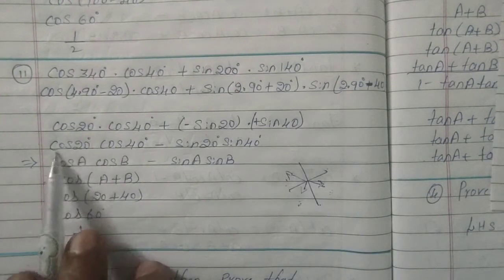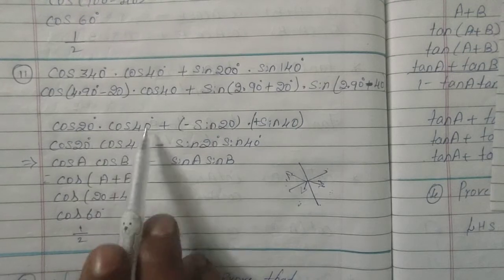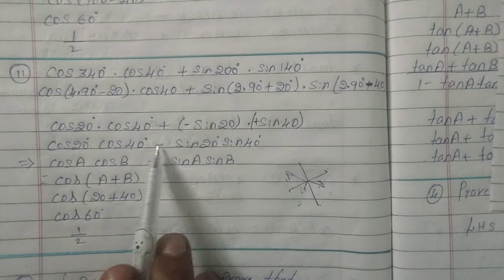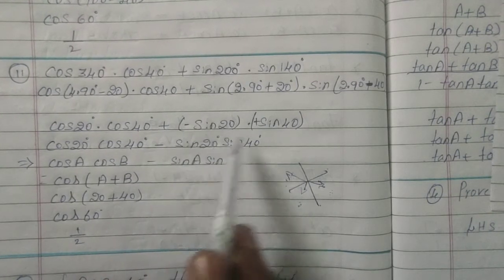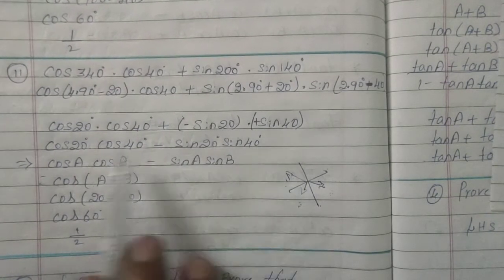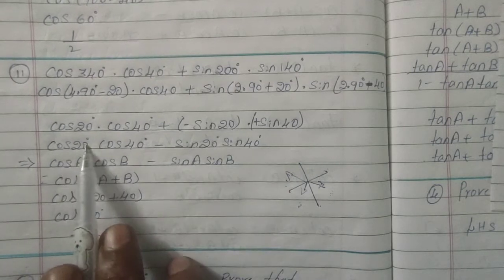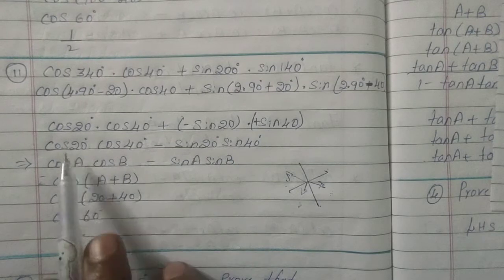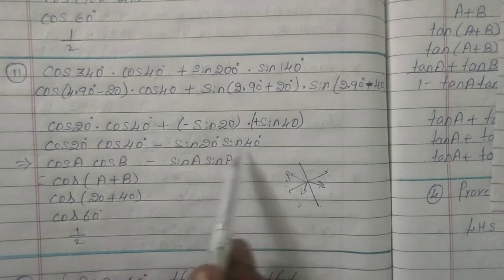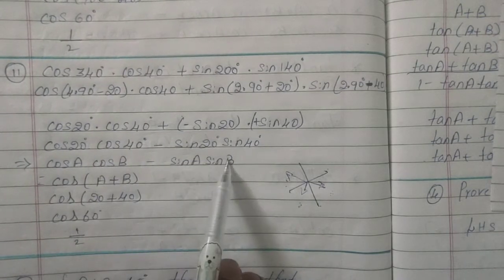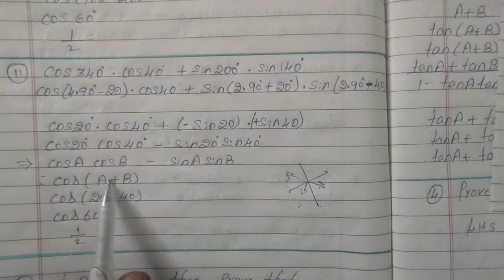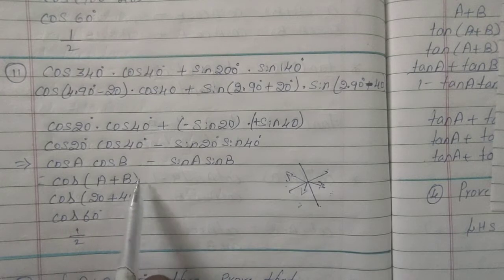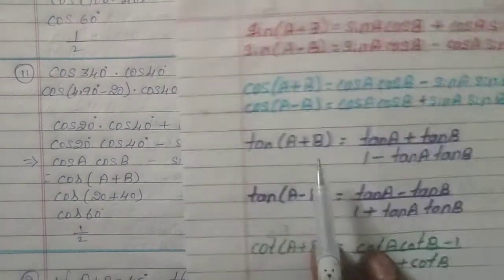Now cos 20 as it is into cos 40 as it is, plus into minus is minus, minus into plus is minus, sin 20 as it is, sin 40 as it is. Look at this: cos A cos B minus sin A sin B. What is this formula? Cos(A plus B). Here plus comes means opposite sign we will get, no? Cos(A plus B) formula.